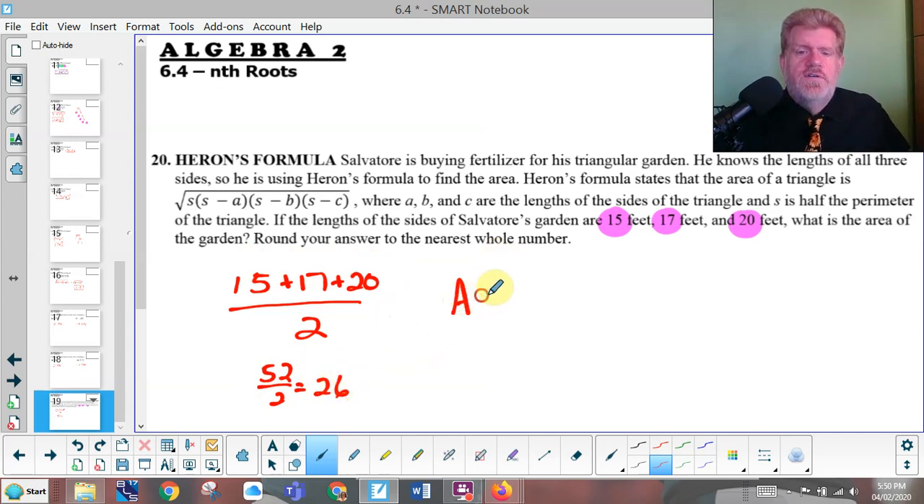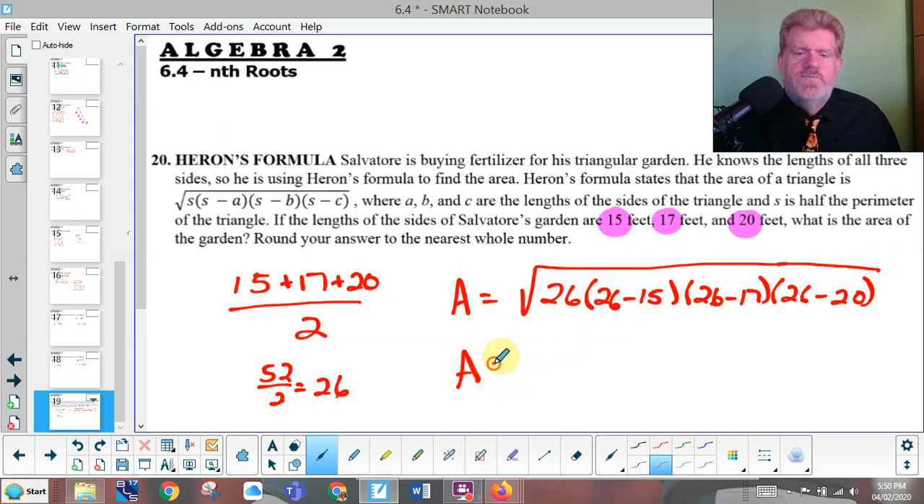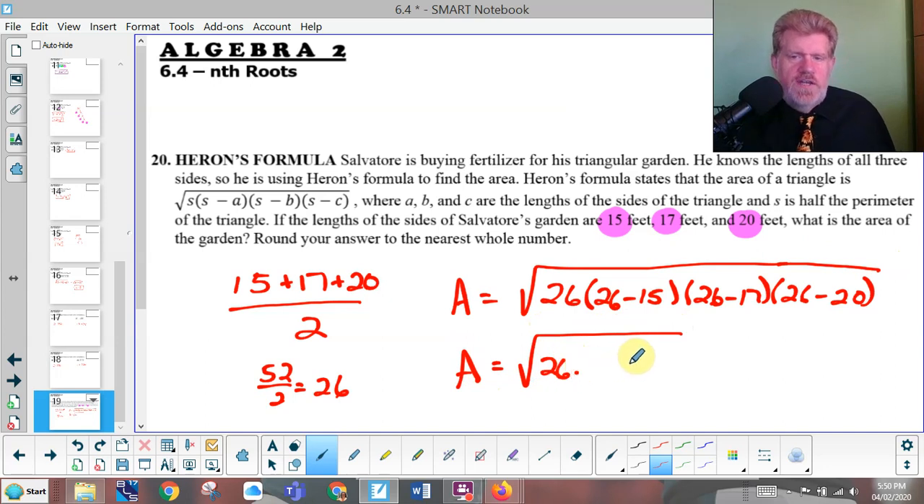So your area is going to be the square root of 26. And then you take 26 minus each of these numbers. So 26 minus 15. 26 minus 17. And 26 minus 20. Now I don't expect you guys to necessarily do this without a calculator. So it would be 26 times, and what's 26 minus 15? That would be 11. And then 26 minus 17 would be 9, and 26 minus 20 would be 6.